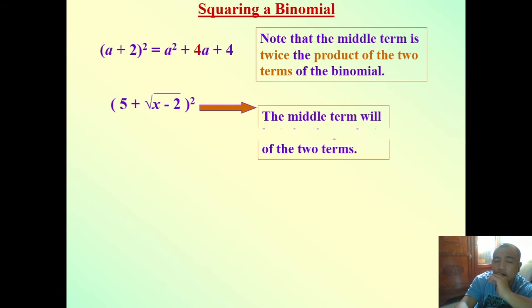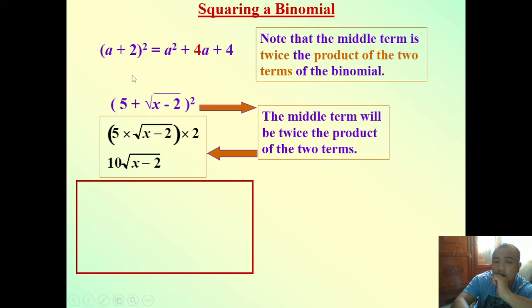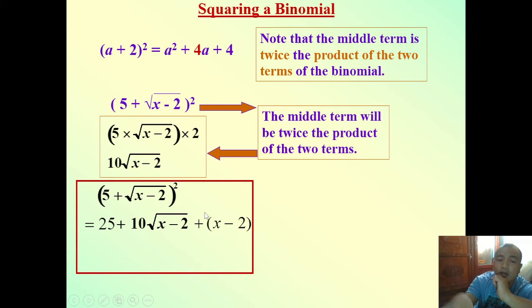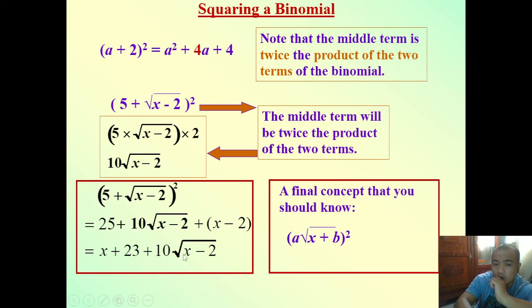Okay, let us answer this. 5 plus square root of x minus 2, squared. How do you square this binomial? So, okay, first we square 5, which is 25. Then plus twice the product of 5 and square root of x minus 2. So 5 times 2, 10, square root of x minus 2. Plus the square of the last term, which is x minus 2. Then let's simplify. Yun. The answer is x plus 23 plus 10 square root of x minus 2. 25 minus 2 is 23, plus x, yes.